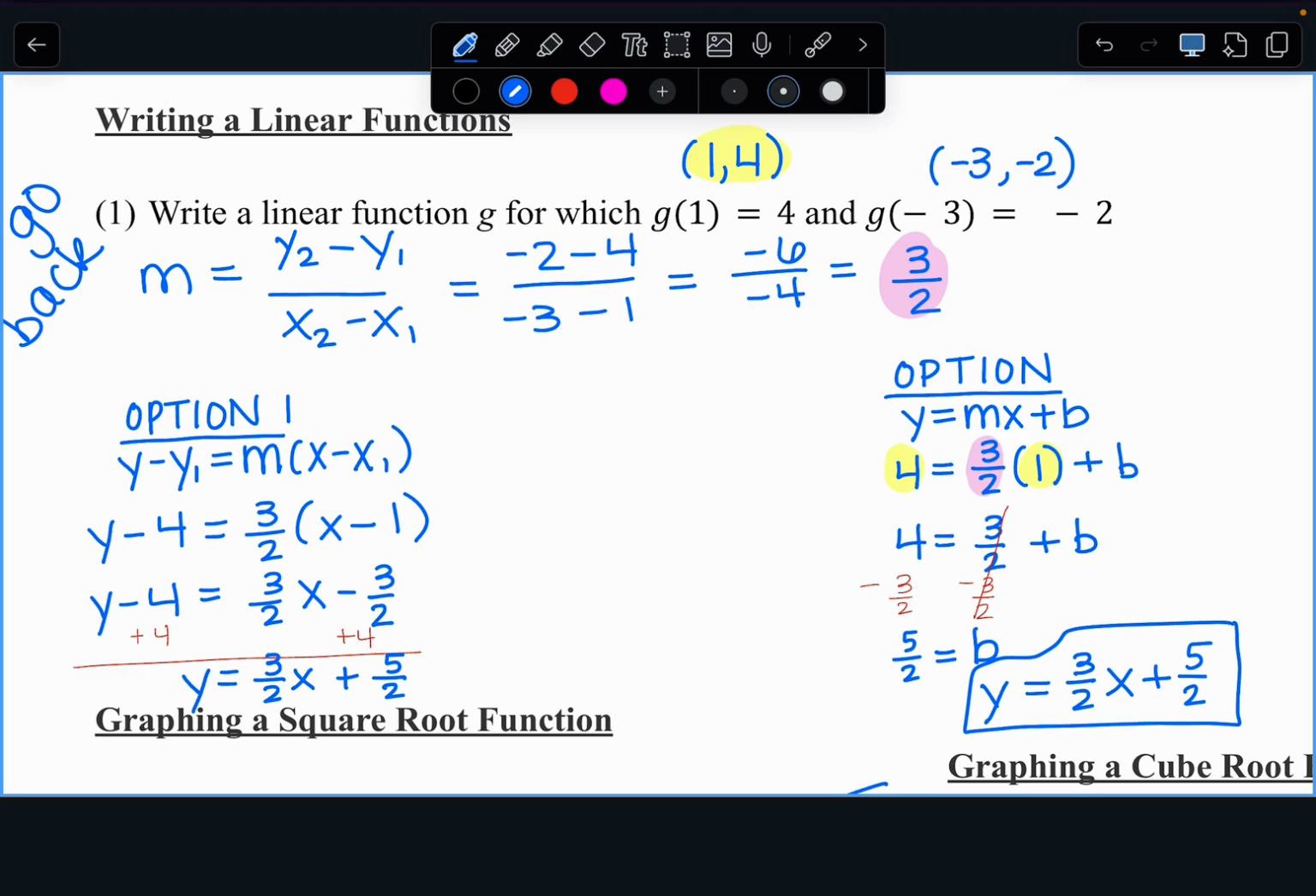So it's up to you which option you'd rather use. It does not matter. But as you see, you'll get the same answer either way. Okay? So if you're given 2 points, find your slope first, then use your slope and one of those points to write an equation. So this is the part that we had skipped during the last class.